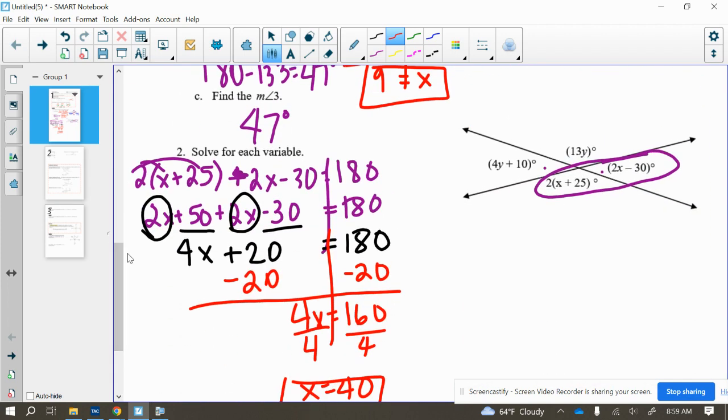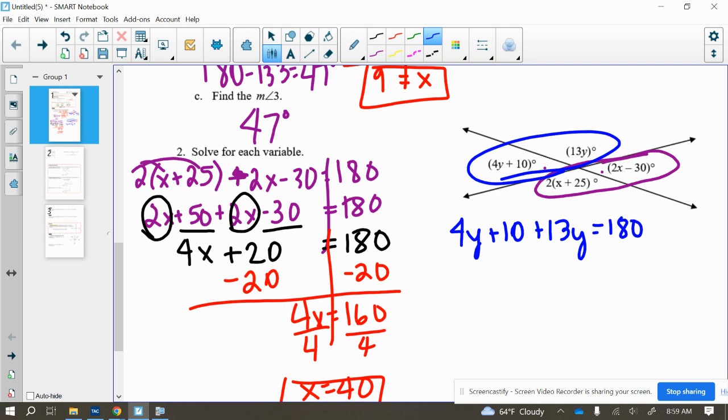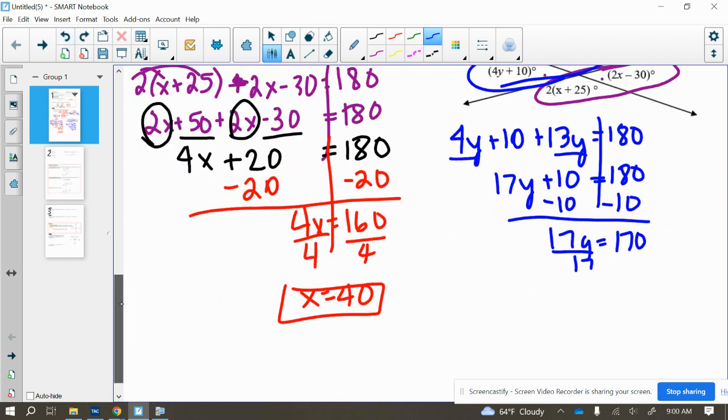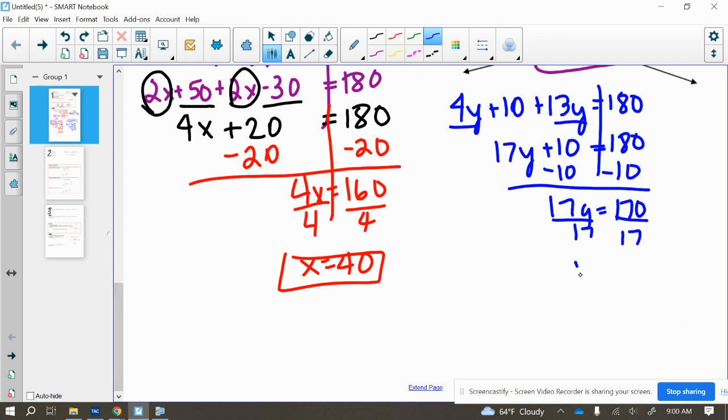Same idea then for our y values. We will also need to take those, add them up, set it equal to 180. So again, condense first. We have 17y plus 10 equals 180. Subtract over and divide by 17. This time our variable y is going to equal 10.